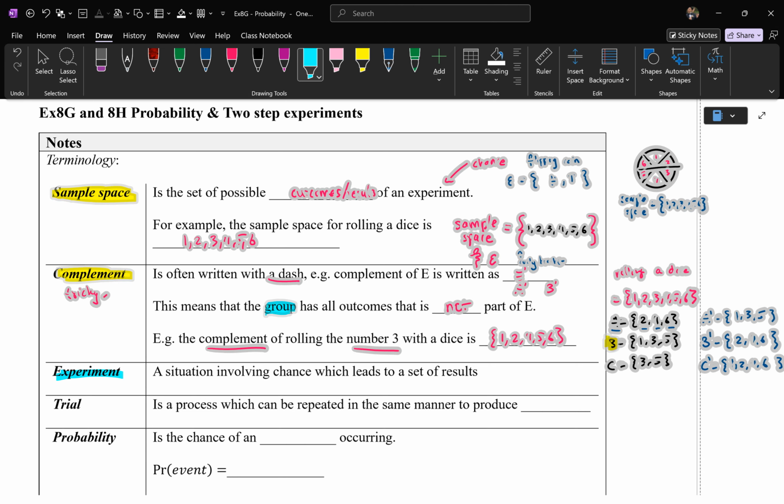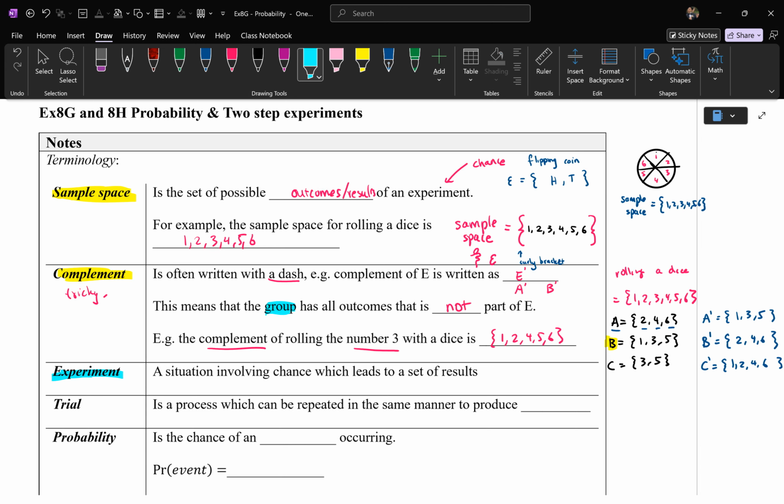Experiment, like I said, is just what leads to a chance. So anything that has a chance is an experiment. But experiment is different to trial. So let's say flipping a coin is the experiment. But how many times you flip the coin is the trial.